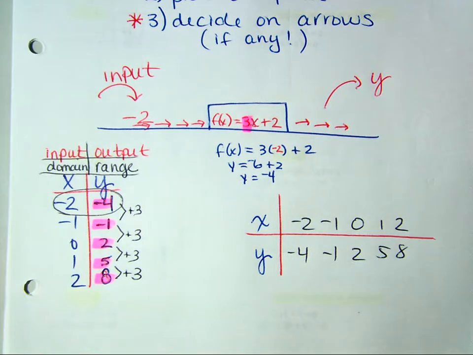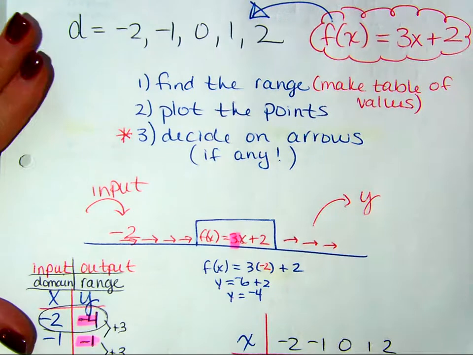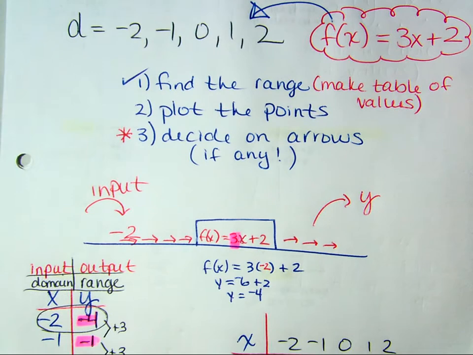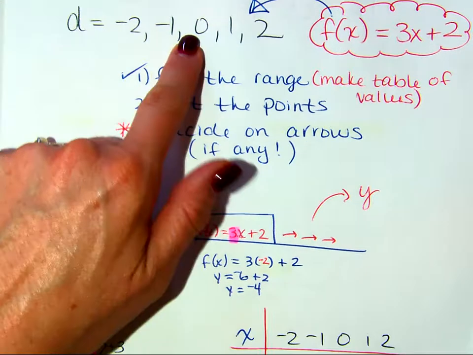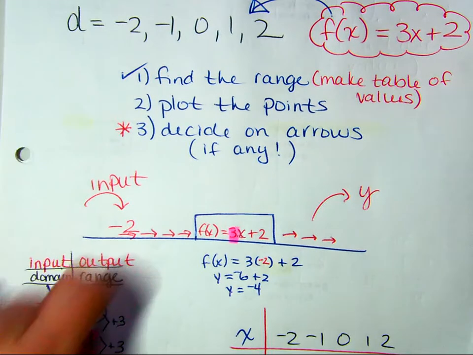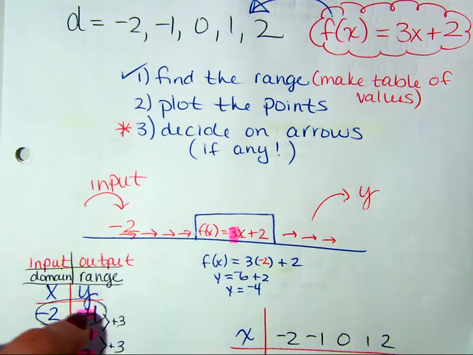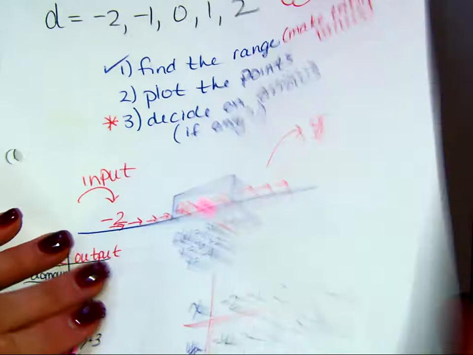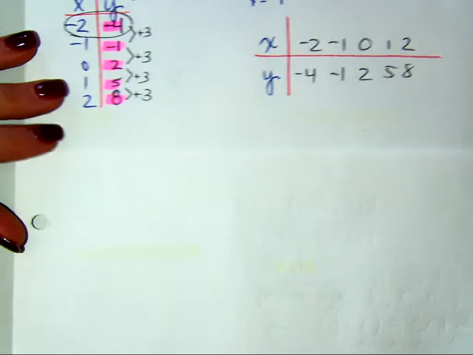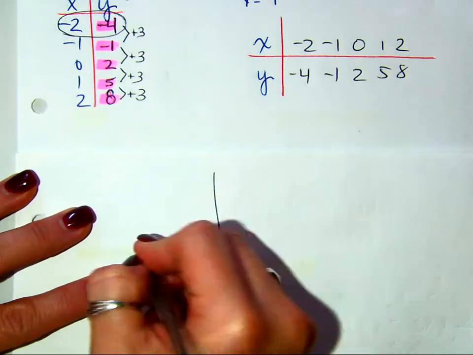Either way. Okay. So step 1, find the range by making a table of values. Awesome. I used the domain. I made my table. I plugged things in. I got my range. What do I do next? Let's plot these points. So now on my graph, I'm going to plot these points.